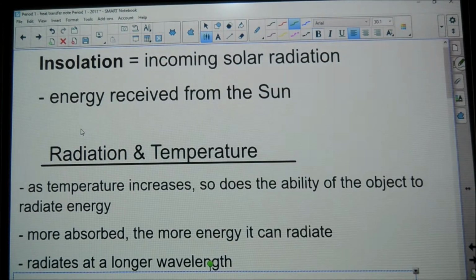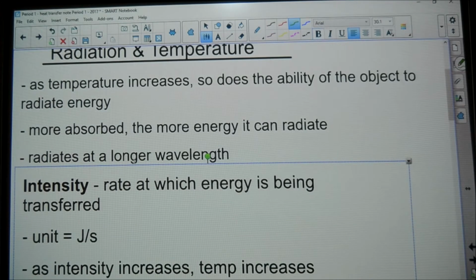So if I'm looking at radiation and temperature, as the temperature increases, so does the ability of that object to radiate or give off heat. The more you absorb, so the higher your temperatures, the more you can radiate. Also, you're going to radiate at a longer wavelength than you were absorbing, like what we just mentioned about visible light getting absorbed and re-radiated as infrared.